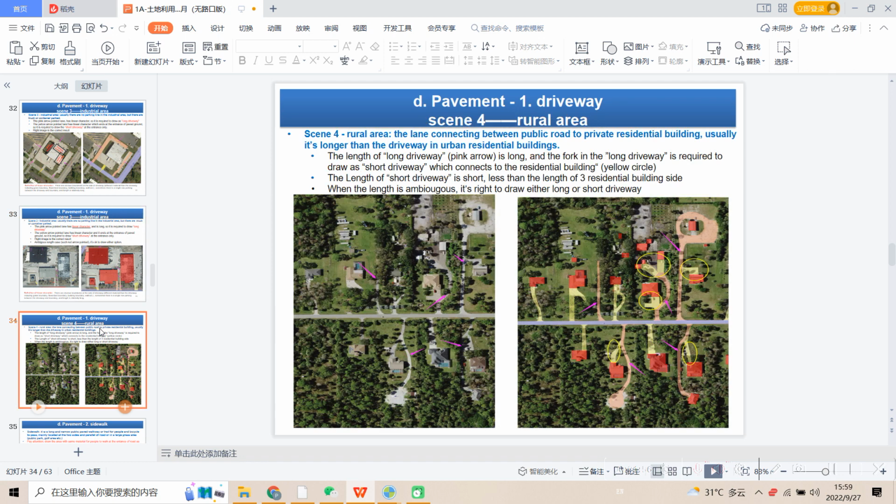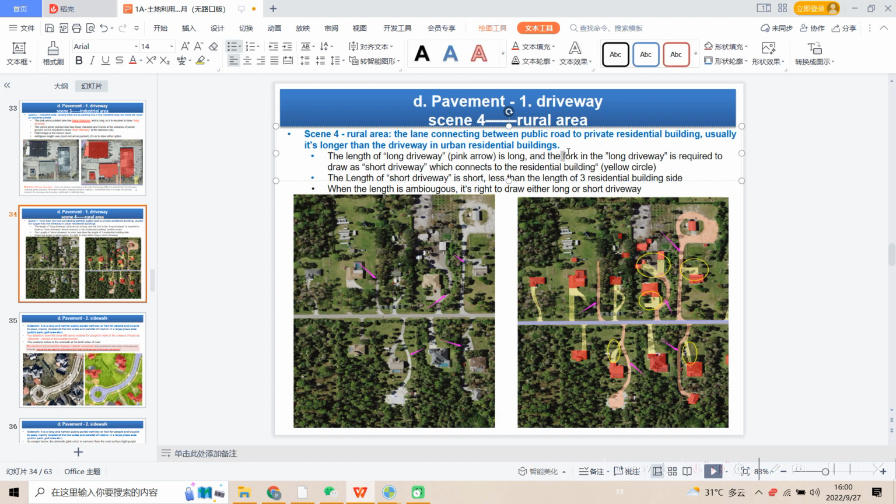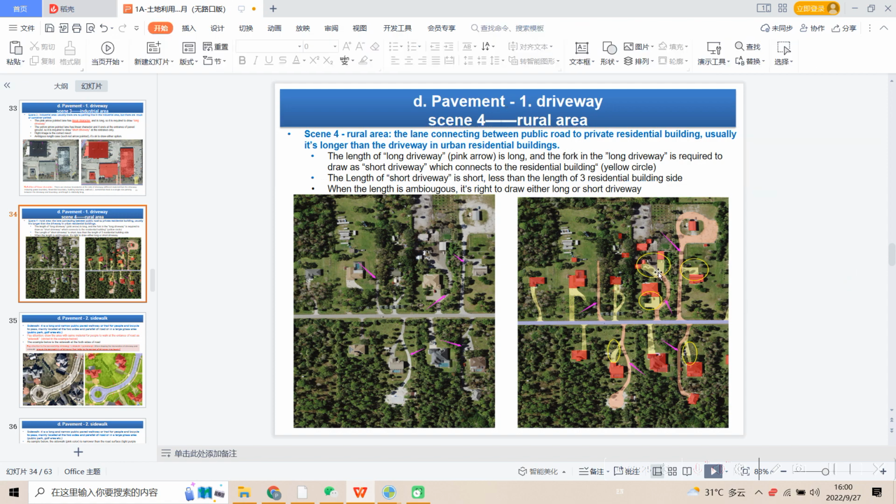driveway. And in the rural area, the lane connecting public road to private residential building usually is longer than the driveway in urban residential building. All right, the length of the long driveway is long. So, and the fork in the long driveway is required to draw as short driveway. So guys, remember the fork, okay, only the fork that is in the long driveway is required to draw as short driveway. Like this one, it can be divided into two, and we need to draw this as short driveway.